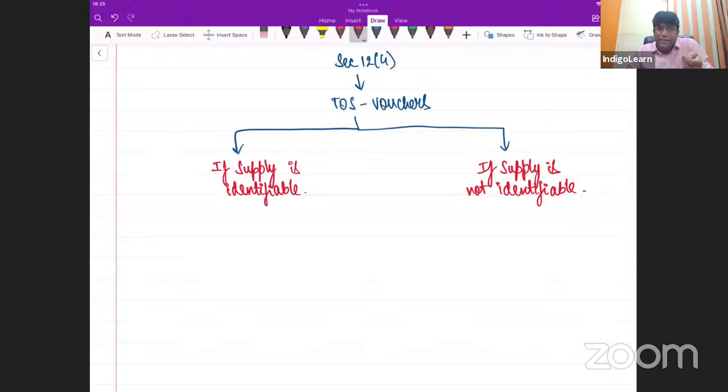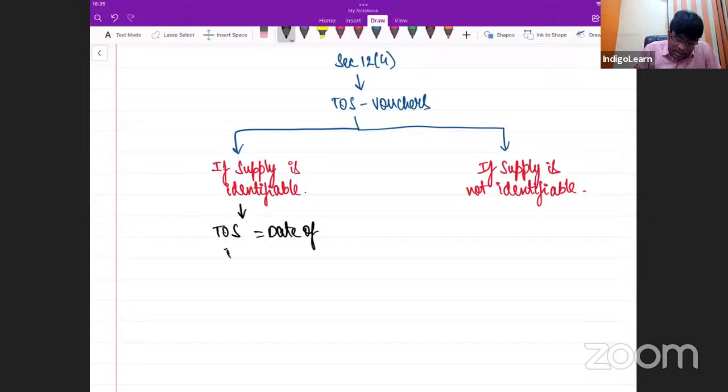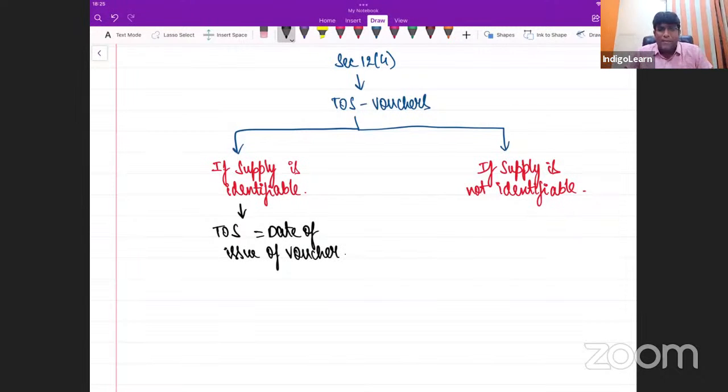So supply is identifiable means what? We know what you are going to take. Not identifiable means you can redeem that voucher for anything. And what they told in the law is that if supply is identifiable, time of supply is date of issue of voucher. What is time of supply? Date of issue of voucher. That becomes the time of supply, because supply is identifiable, visible.